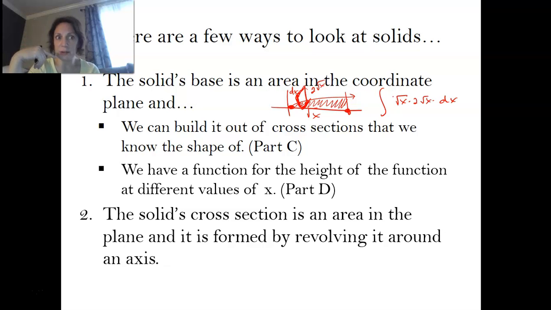The new kind of solid that we're going to create today is a solid that is created by revolving an area in the plane. We call them solids of revolution. For these, we still need that area in the plane, but now instead of that area being the footprint or the base of the solid, it's going to be the area that we use to kind of sweep out the solid.